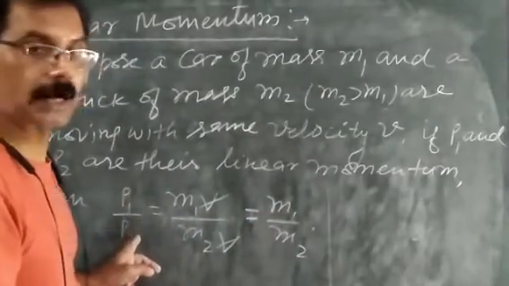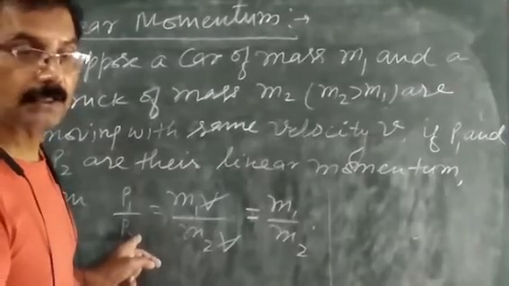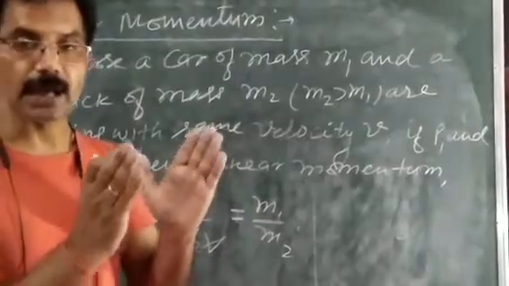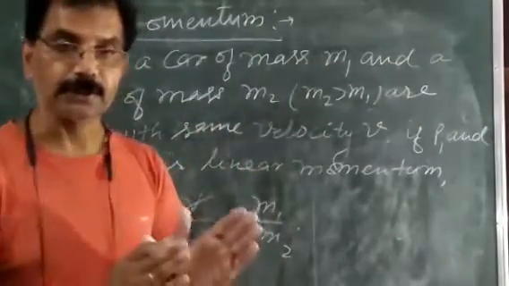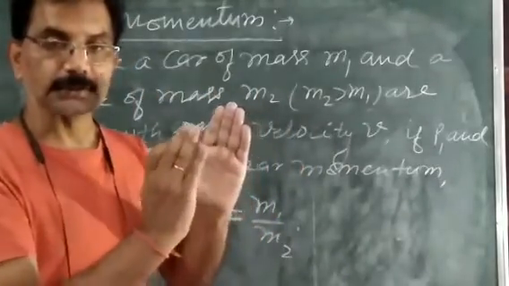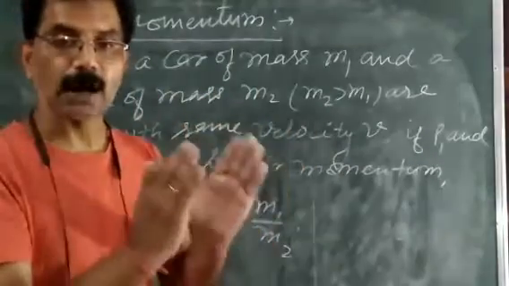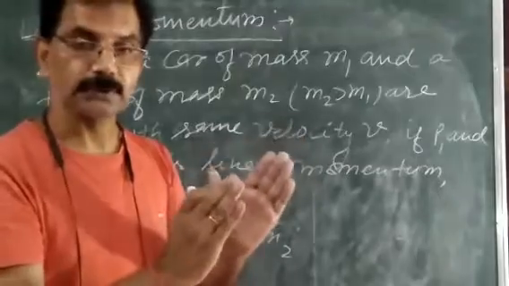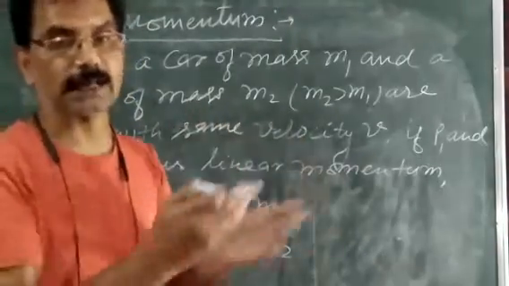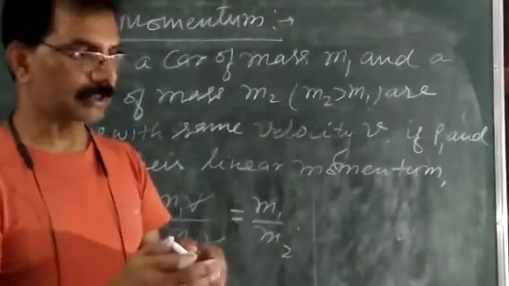p2 किसका था linear momentum? Truck का. It means if a car and a truck, a heavier body and a lighter body, both are moving with the same velocity, then the linear momentum of the heavier body will be more. तब लीनियर मोमेंटम जो हैवियर बॉडी का रहेगा वो क्या रहेगा? वो ज्यादा रहेगा.